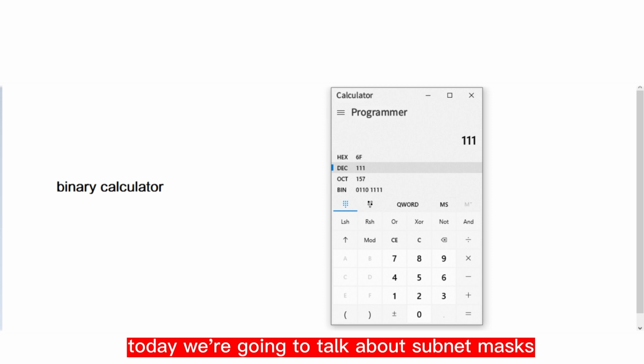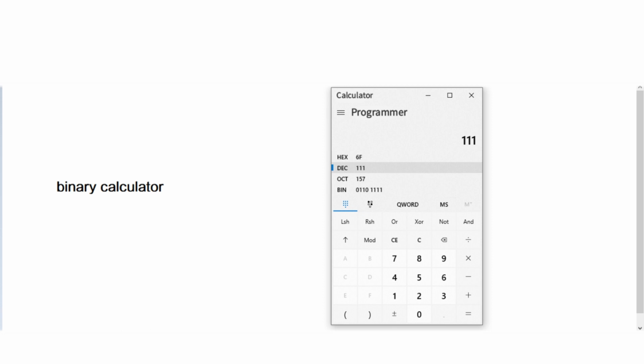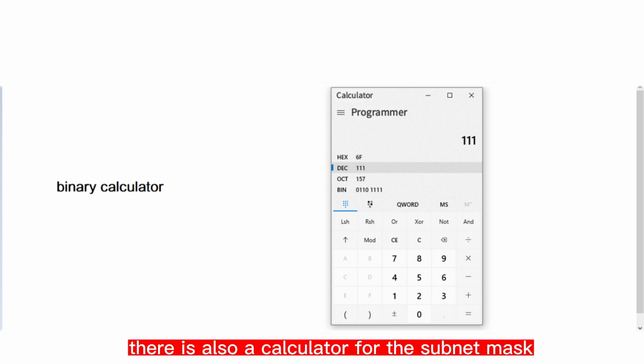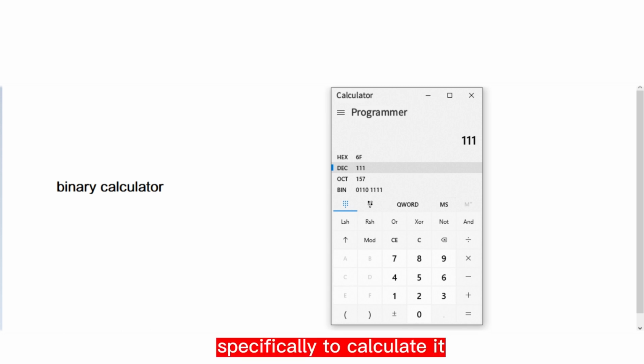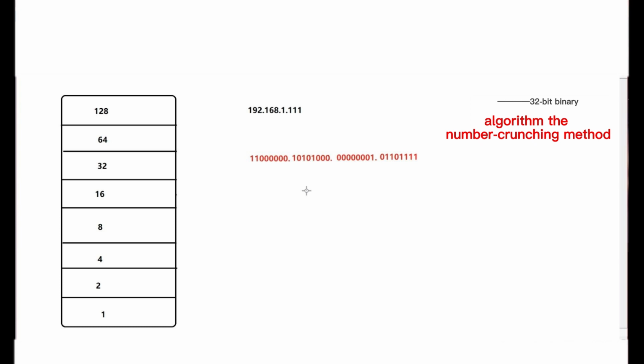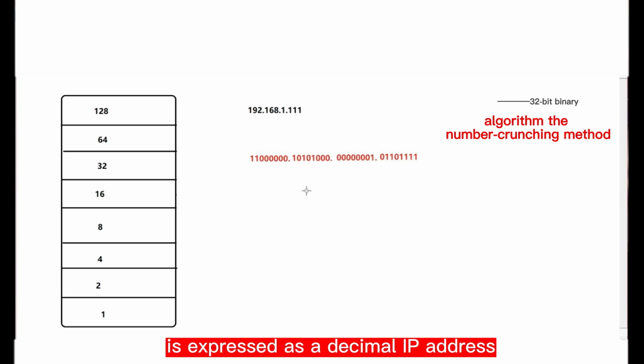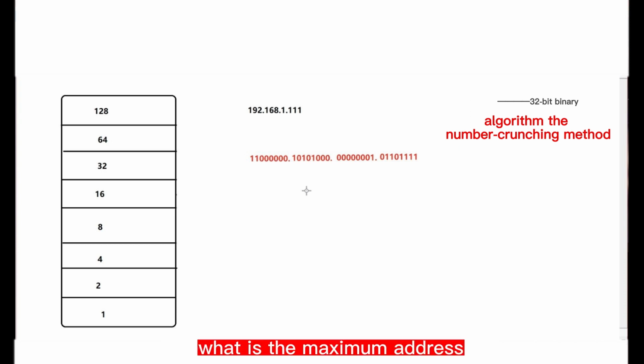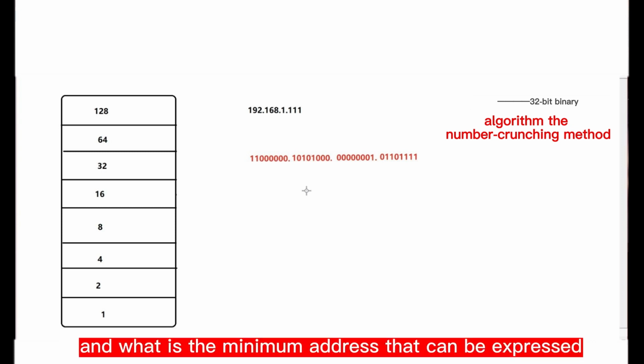Today we're going to talk about subnet masks. There is also a calculator for the subnet mask. Specifically to calculate it. We can see it later. So let's go back to that question. If the 32-bit binary is expressed as a decimal IP address, what is the maximum address that can be expressed? And what is the minimum address that can be expressed?